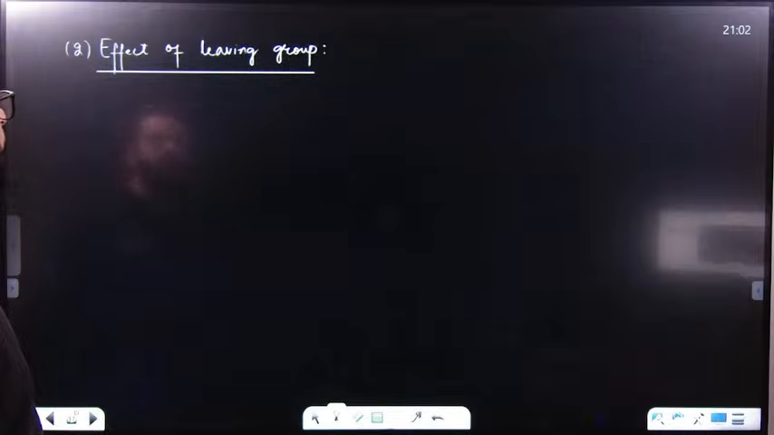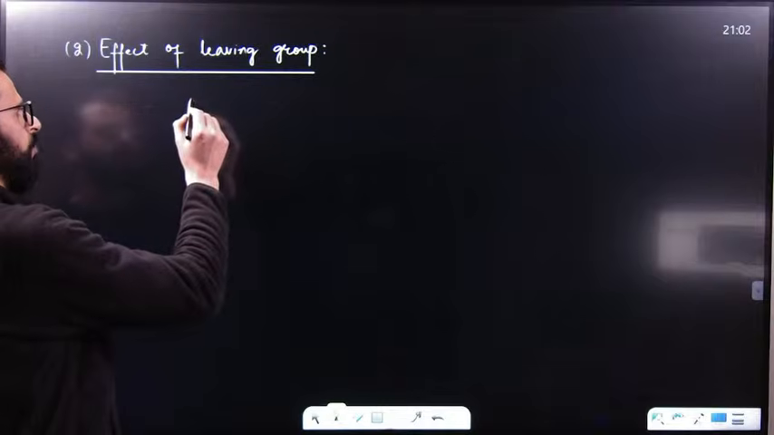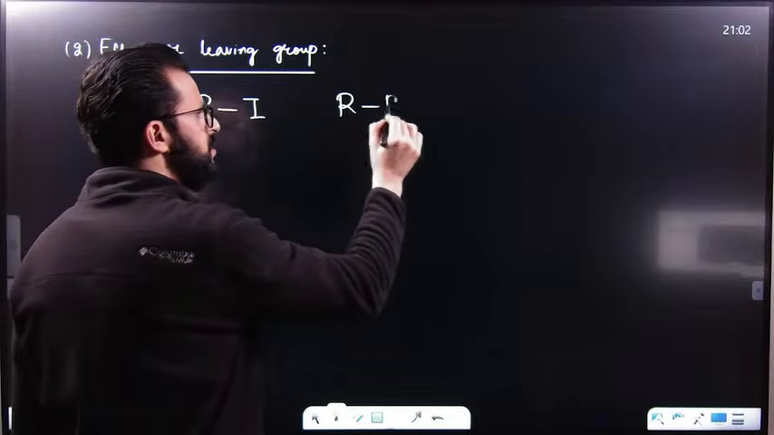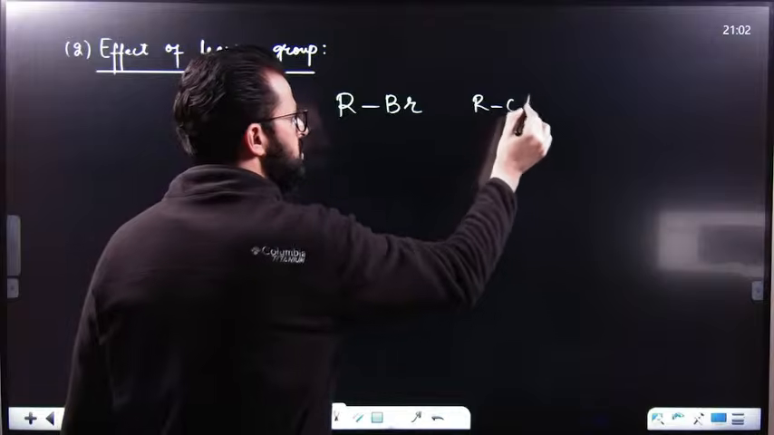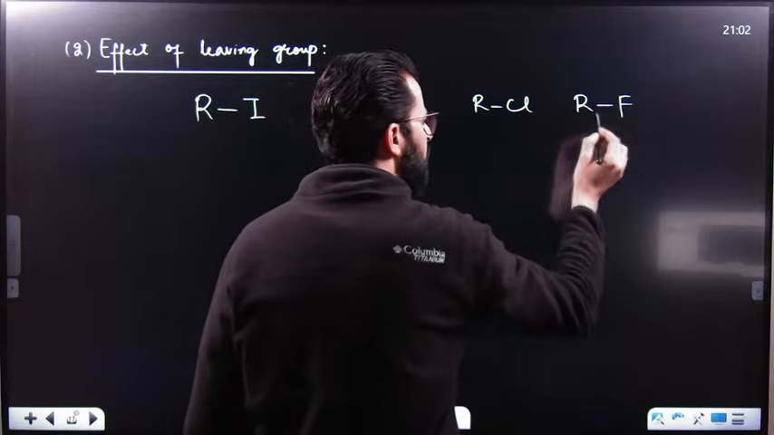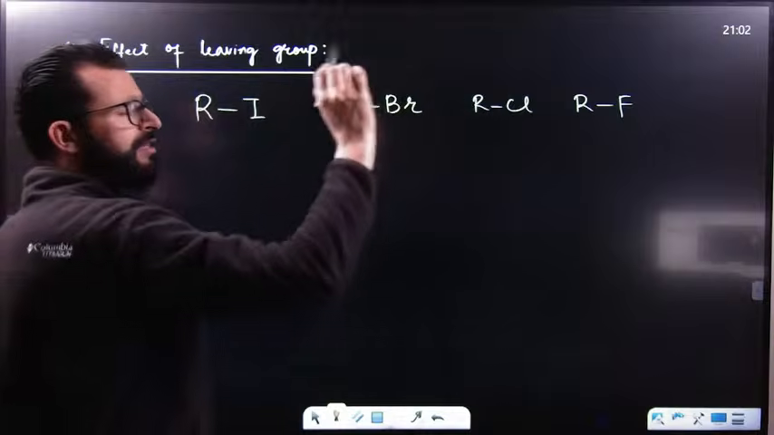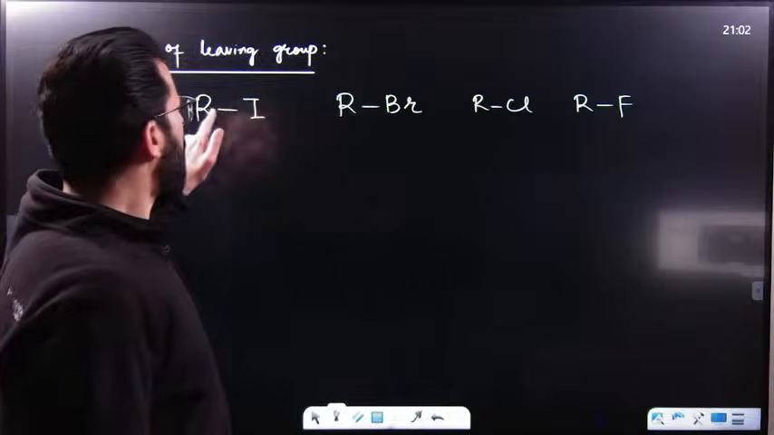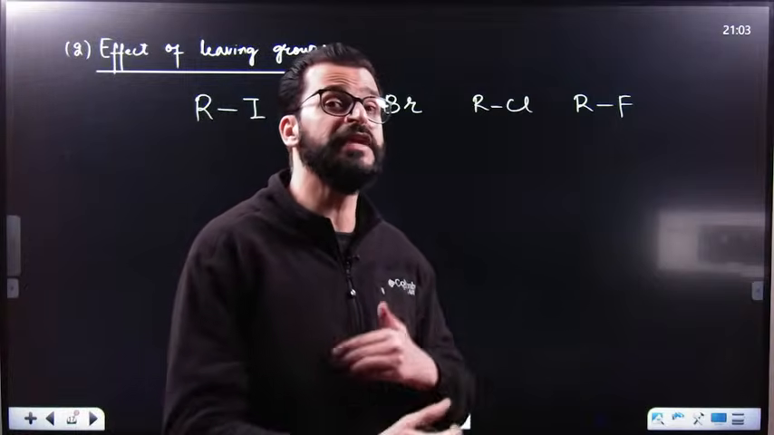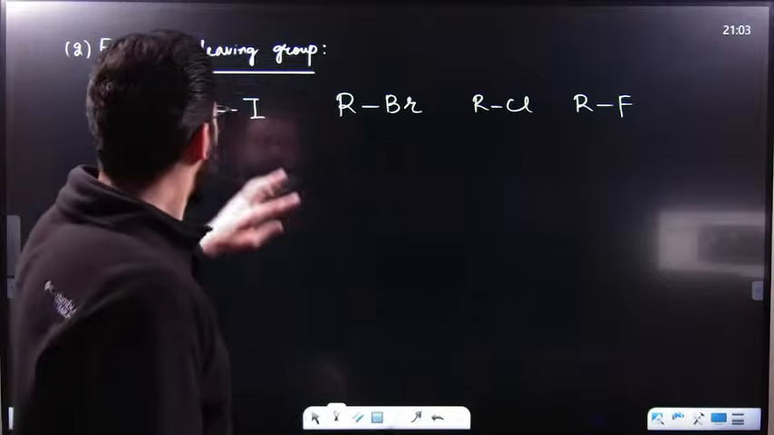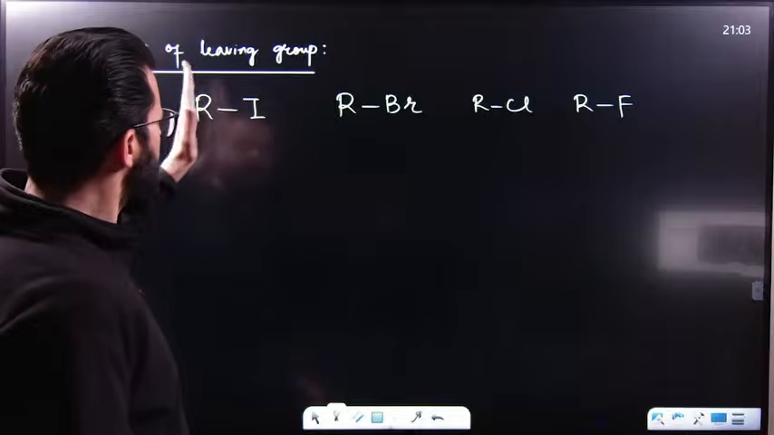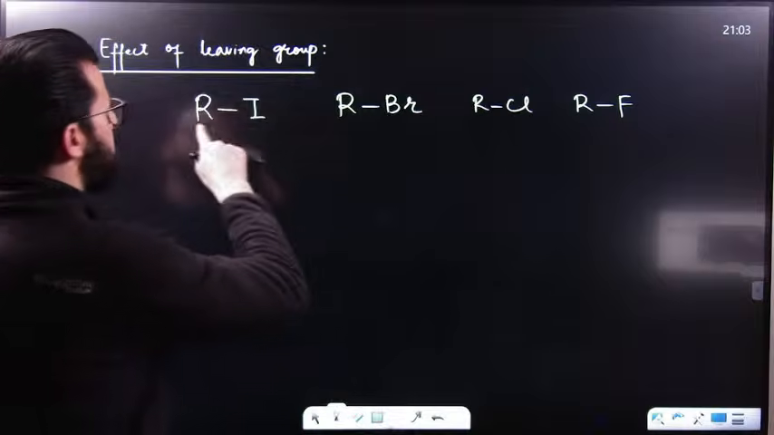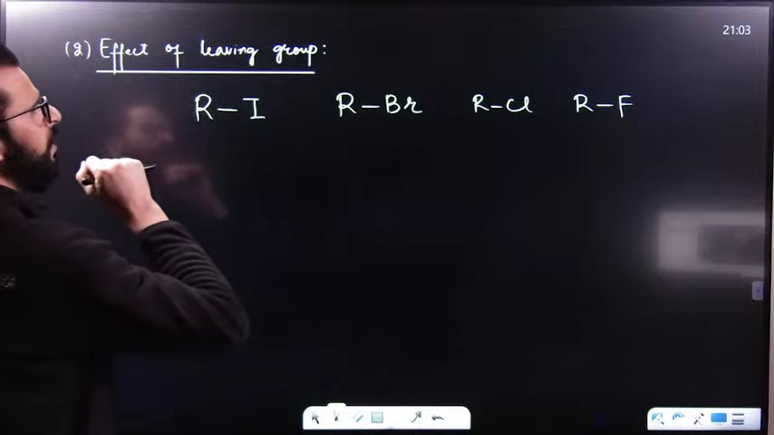Now after that, point number second is effect of leaving group. Have a look. If you're having RI, this is the substrate. RBr, this is the substrate, and then RCl, this is the substrate. RF is the substrate. Now tell me, can I say R in all these, RF, RCl, RBr, RI, R is same. What is the difference between these? The difference is only of halogens or the leaving groups. So this substrate is having I as a leaving group, I minus, Br minus, Cl minus, F minus. That means now rate depends on leaving group ability.